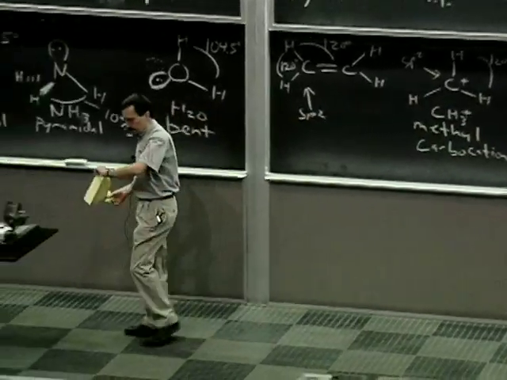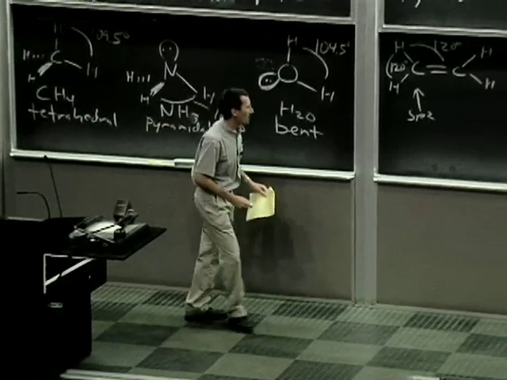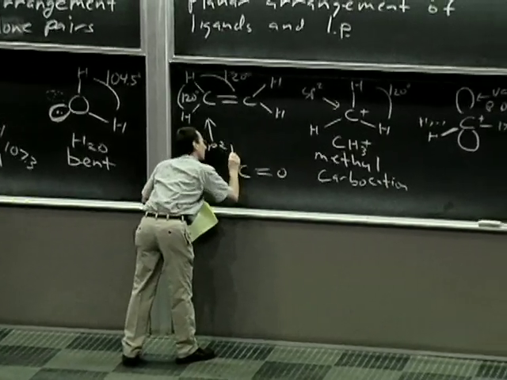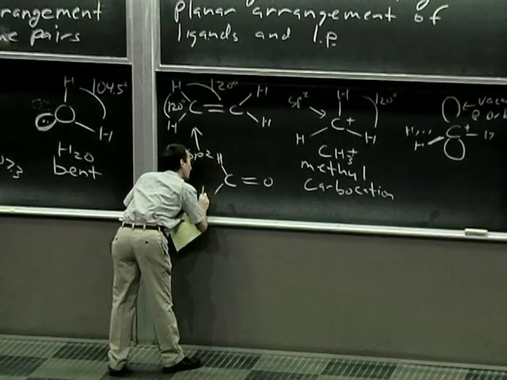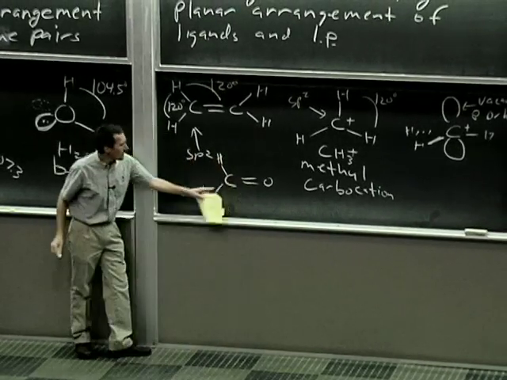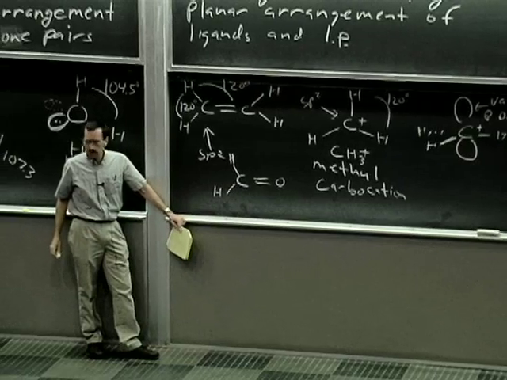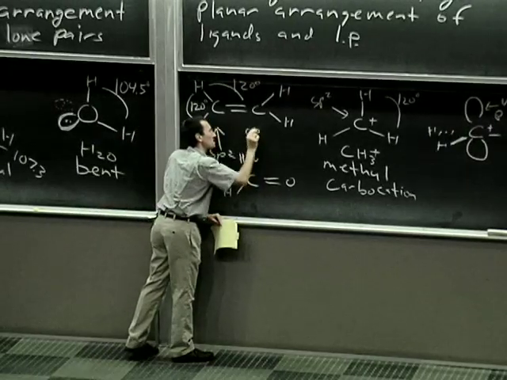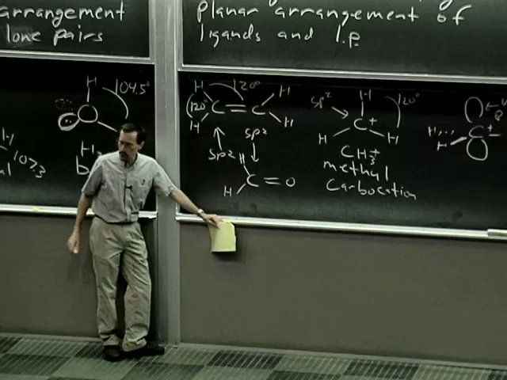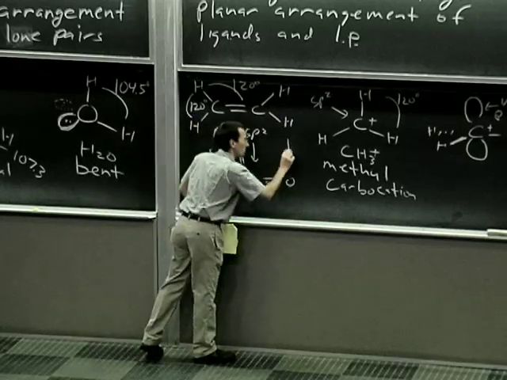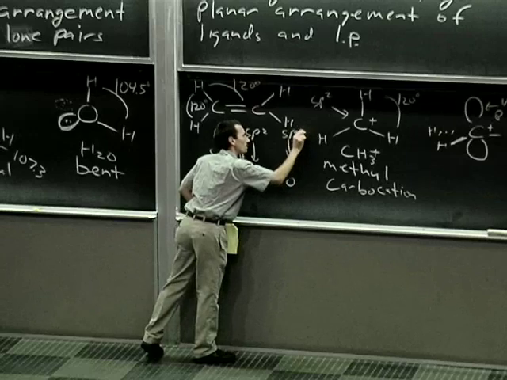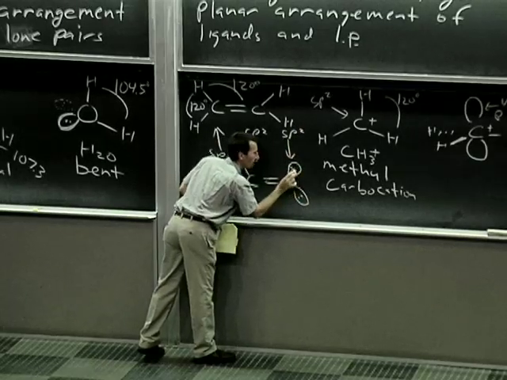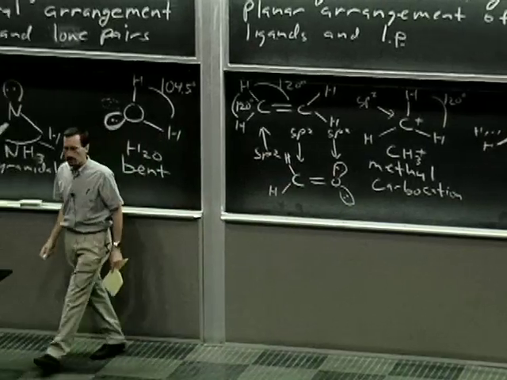Take one more example we saw last time, formaldehyde. Maybe we saw it the previous time. Exact same situation as ethylene. The carbon is sp2 hybridized, and the oxygen also is sp2 hybridized. You have 2 lone pairs of electrons on the oxygen of formaldehyde.